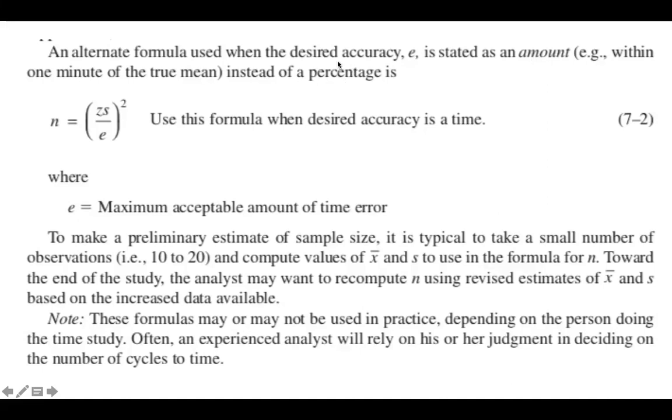If it is a percentage, 10%, then you will use the previous formula. If it is not a percentage, but an amount or time, then we will use this formula. In our previous case, it was A times X bar, wasn't it? Now it is not A X bar, it is E, the maximum acceptable amount of time error. E means accepted amount of time error.